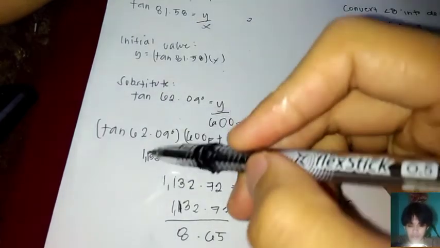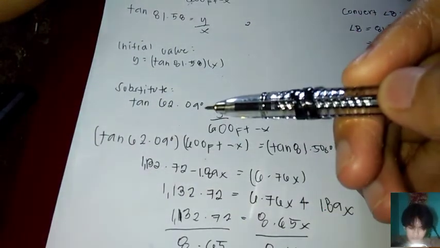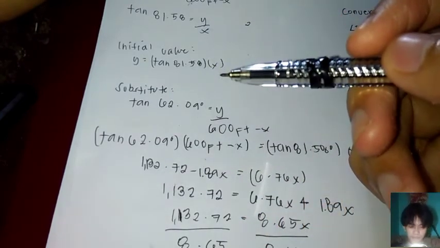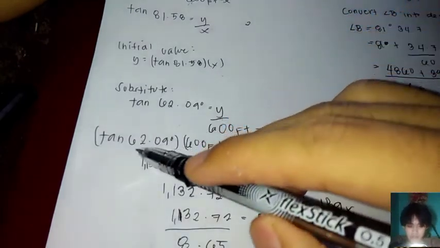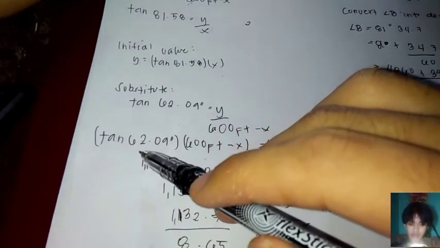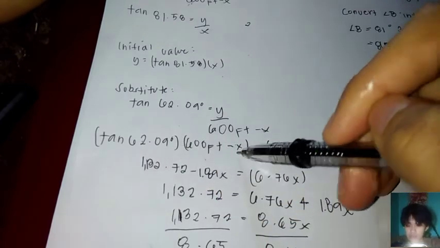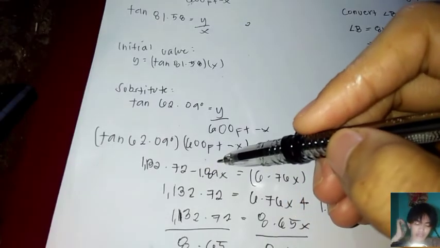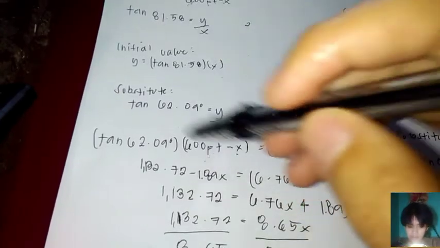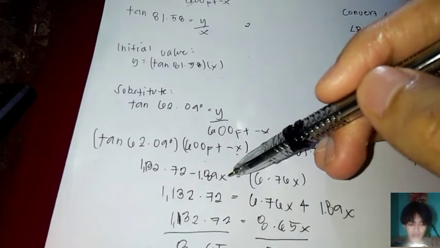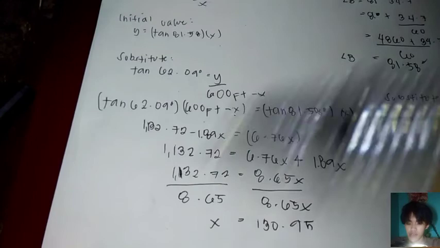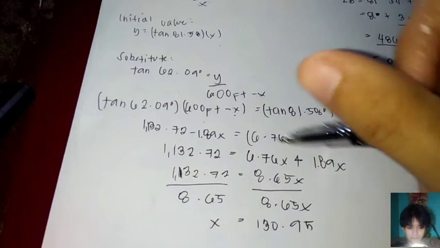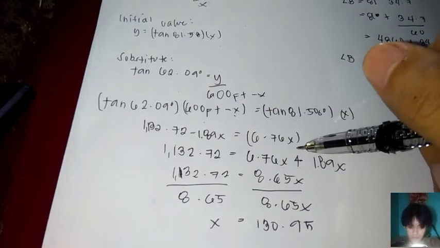So we have here the 113.272 feet minus tan 62.09 degrees multiplied to negative x. So we have 1.89x. After that, we need to transpose the 1.89x to the other side. So let's change the sign into addition.